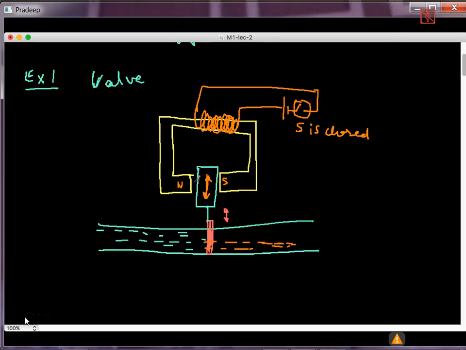So this is one example where we are converting electrical energy into mechanical energy. The input is electrical, and here the output is mechanical. How is the input electrical energy converted to output mechanical energy? So this is one example.